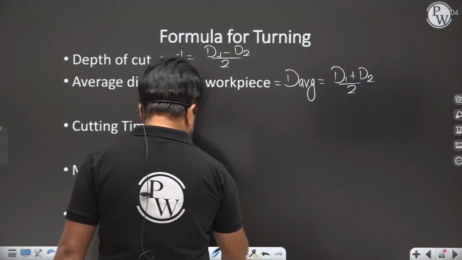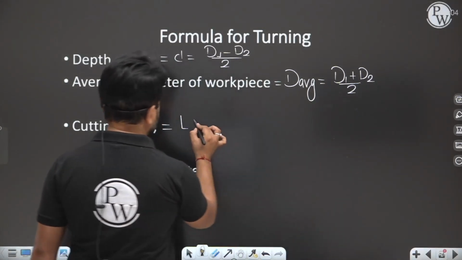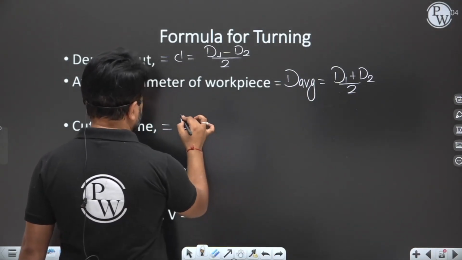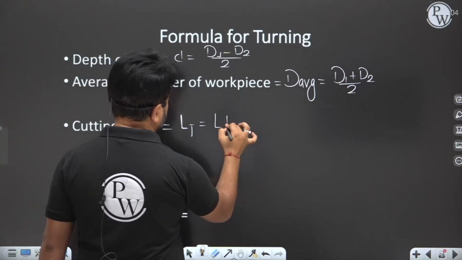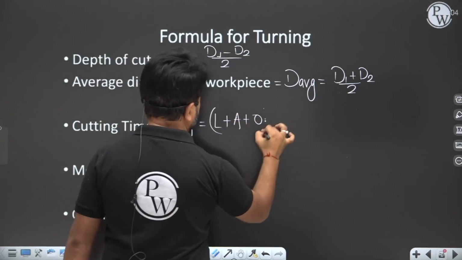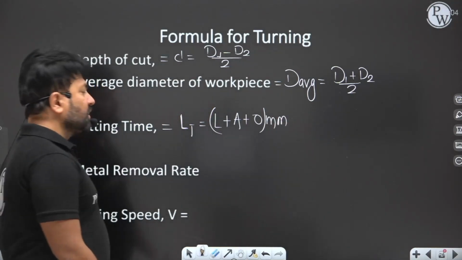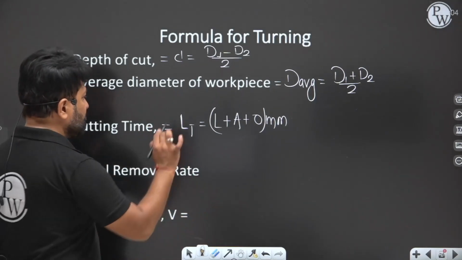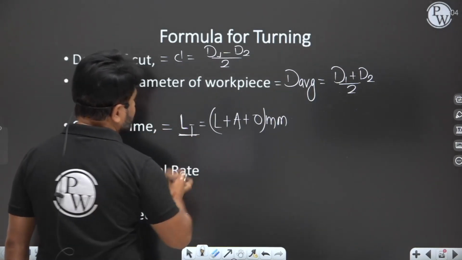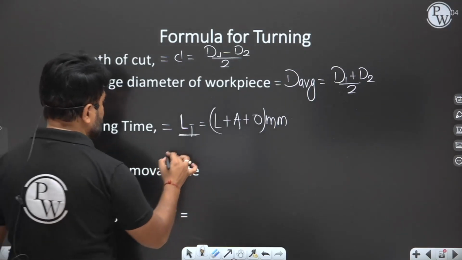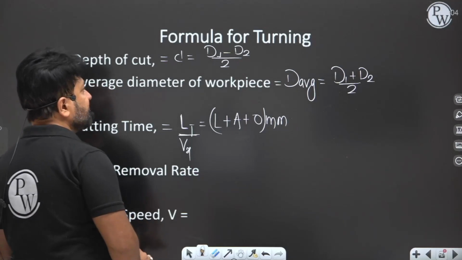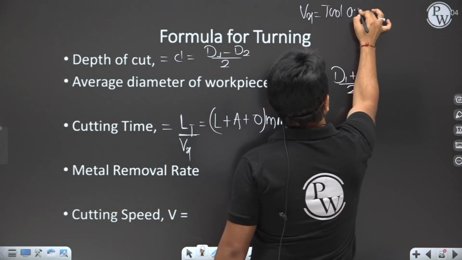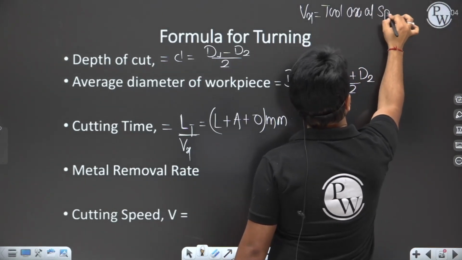So the total machining length is L plus A plus O, in mm. Now this is the total length. Now the total length is divided by the tool speed, Vx. That is the tool axial speed. Let me show you in the figure.